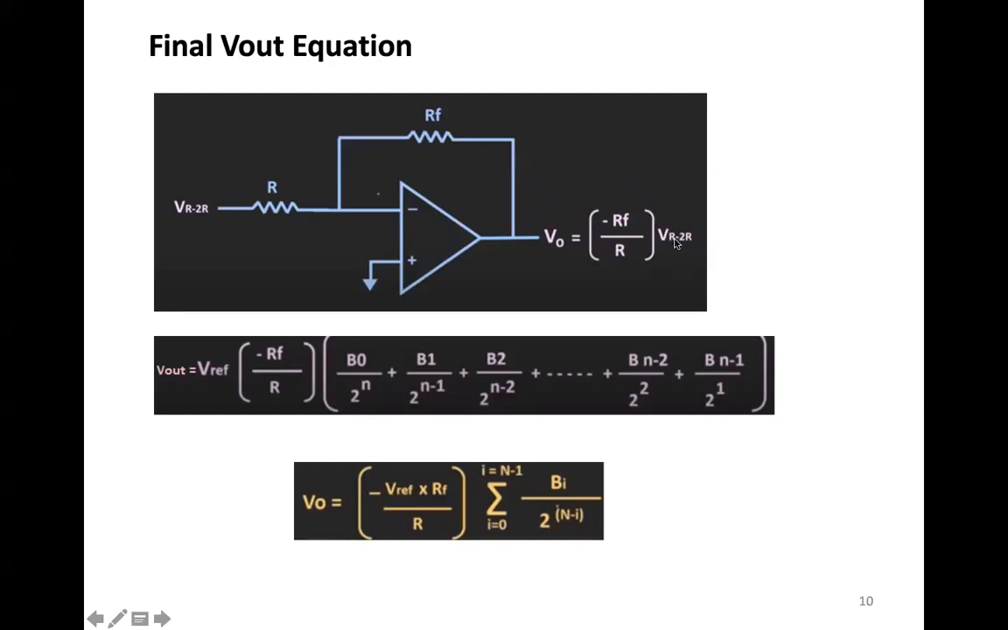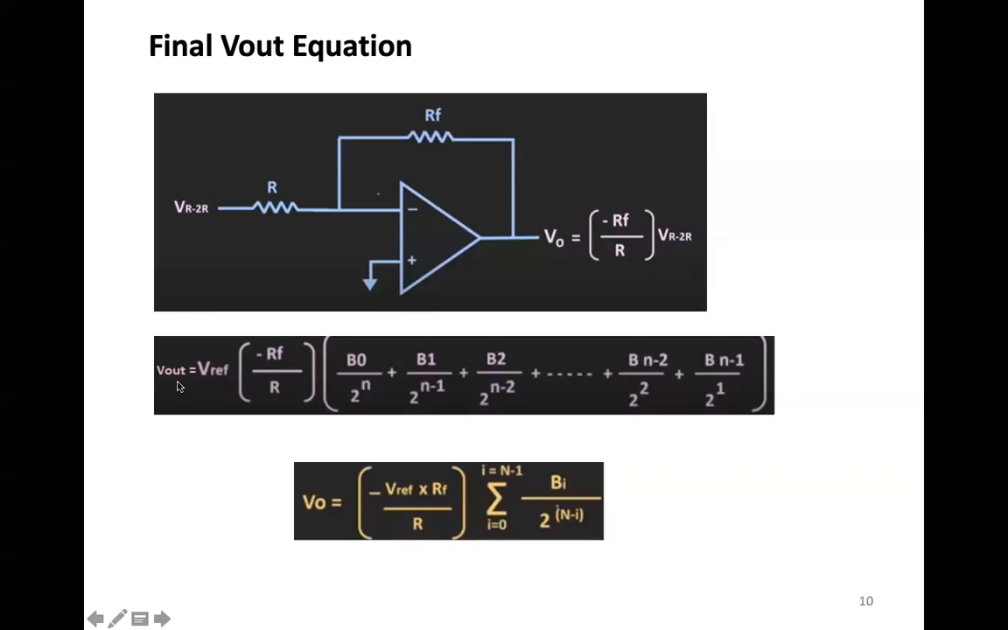Input is the voltage which is across the R-2R ladder. So don't get confused that I'm seeing here something R-2R. This is just referring to the resistors R and 2R. So the input, or you can call it V in. So V in into gain. So gain here is minus RF by R.